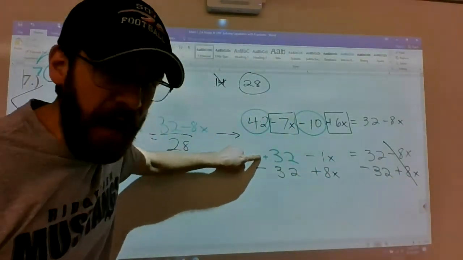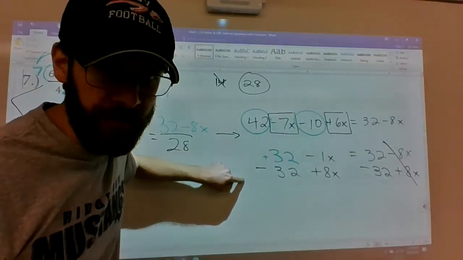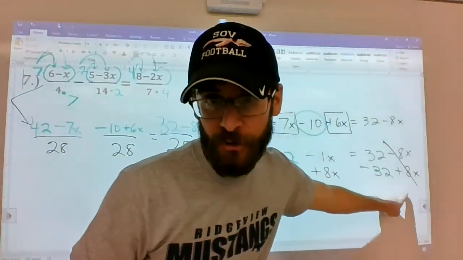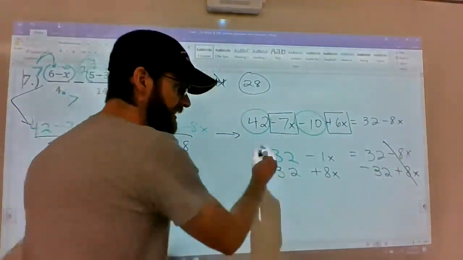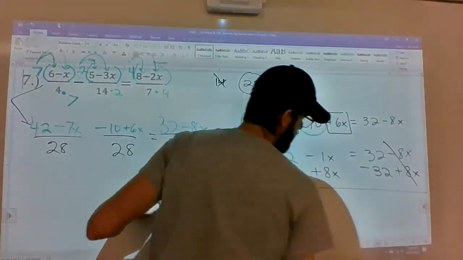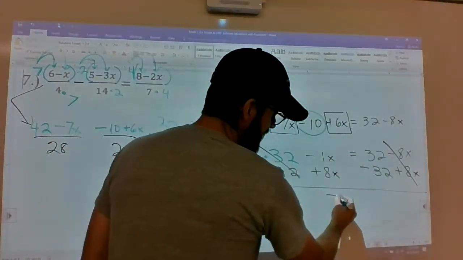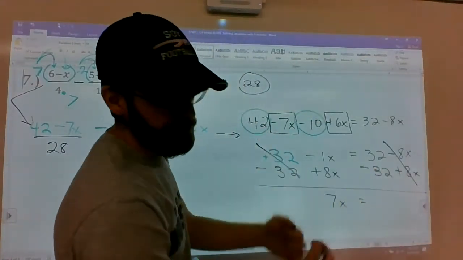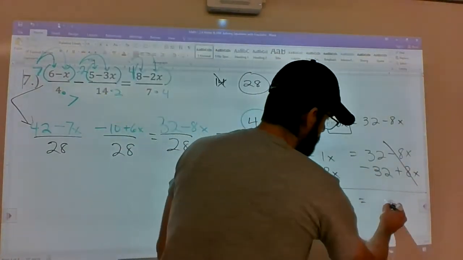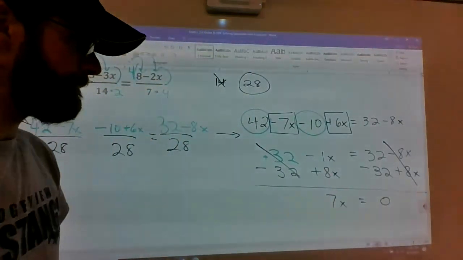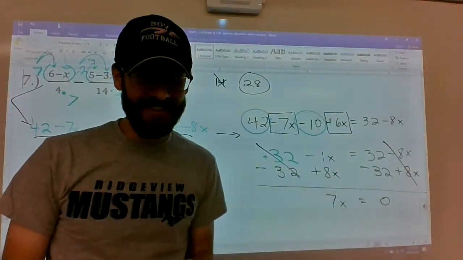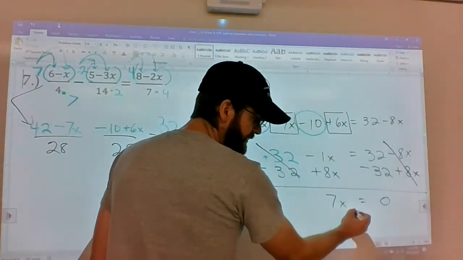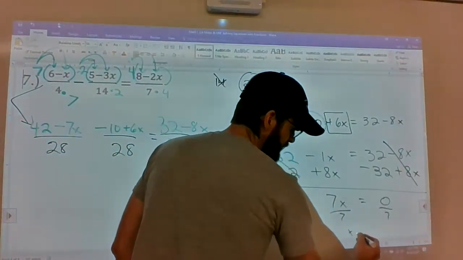And I have to do the opposite operation to make the move count, because it's got to zero itself out. So I zeroed out the x terms on the right, and I zeroed out the constants on the left, and that gives me 7x, because negative 1 plus 8 is 7, is equal to 32 minus 32, 0. And it's not a special case. It's not no solution. It's not all real numbers. The x's remain, so you divide by 7, x equals 0.